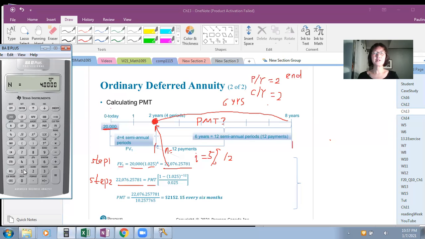And for regular compound interest, 0 is PMT. There is no regular payment here, first 2 years. So final step, compute FV. Okay, so you get this number here. And this FV is the present value at here.